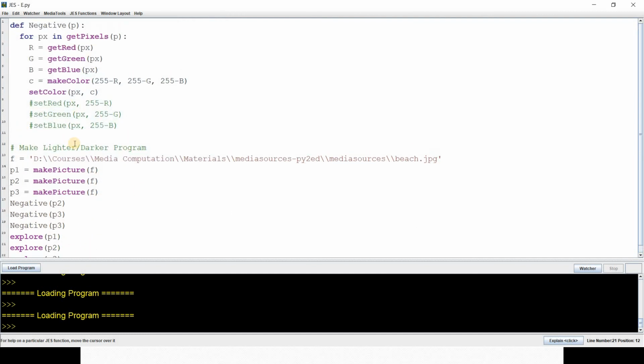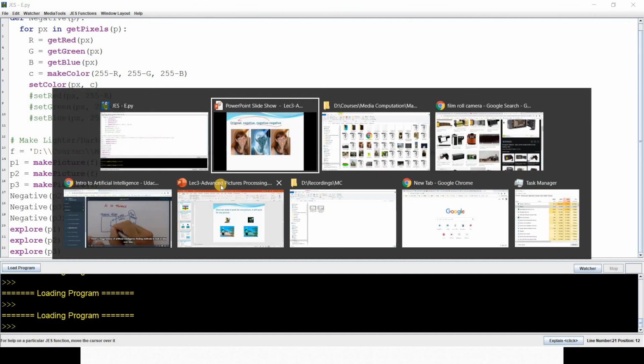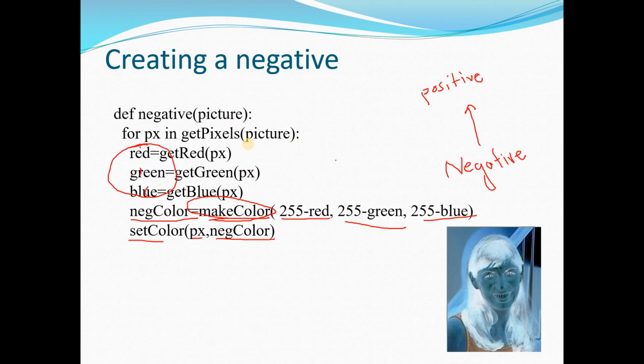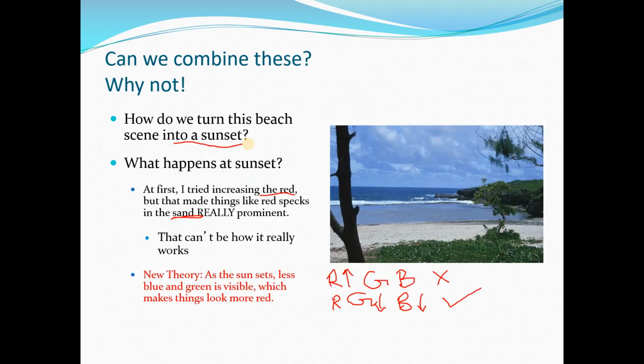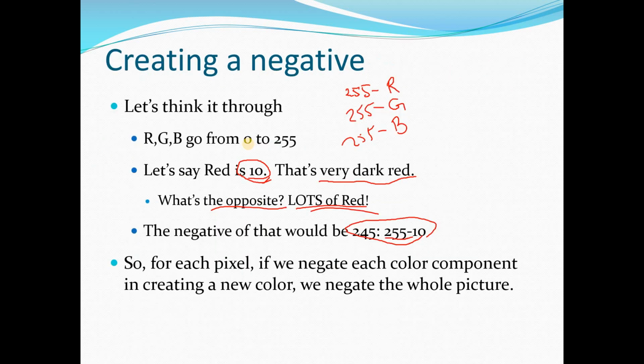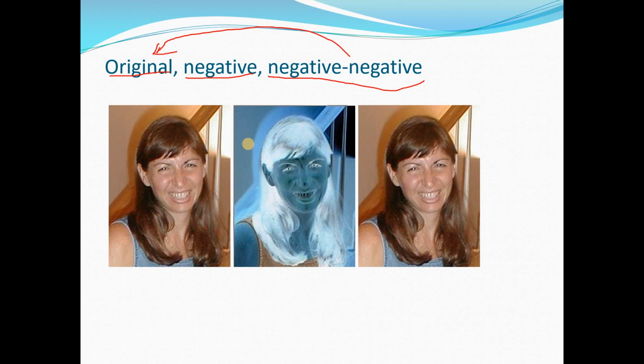Go through this video and pause it and then try it yourself before you go to the next one. So this is what we have done till now. In this lecture we studied the sunset effect, the lighten and darken using the make lighter and make darker built-in functions of JES, and finally we saw how to create a negative of the image. Next time we will continue with the next topic.